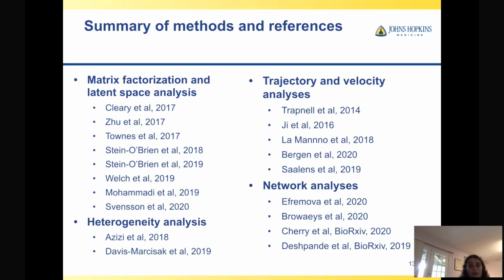Obviously, I've highlighted a lot of work that was done in my lab, but this is a very broad and exciting field, and we're starting to think about what single cell algorithm development is going to require in terms of matrix factorization and latent space analysis. How do we study cellular heterogeneity? What are the trajectory and velocity analyses, and what are the network analyses? So I'm happy to take any questions. Thank you very much.